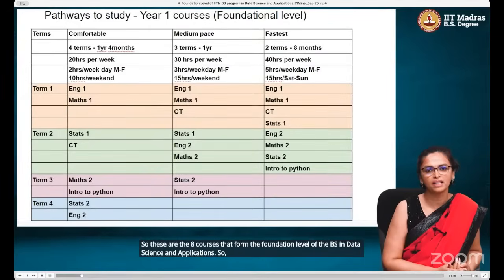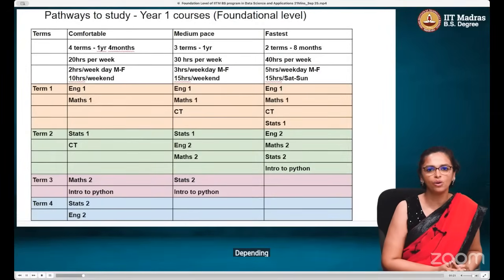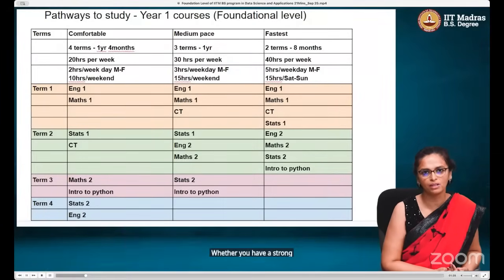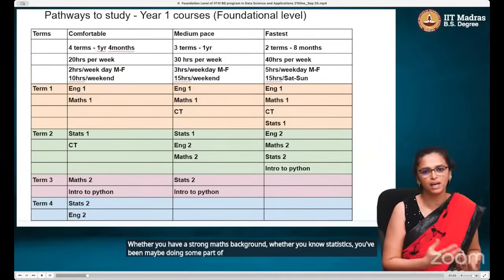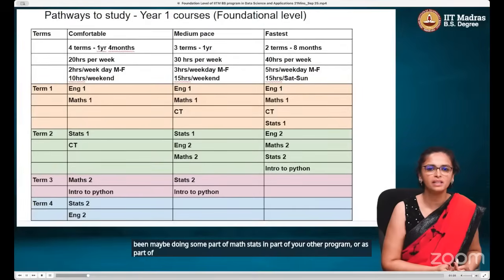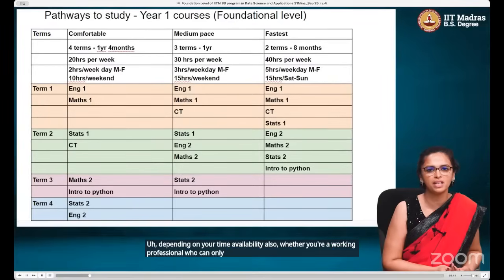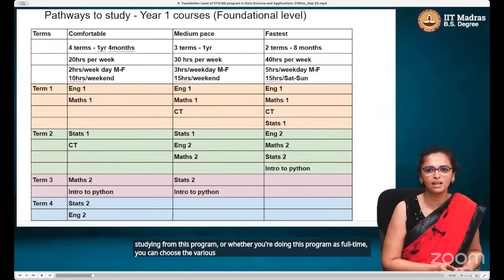So these are pathways in which you can complete the foundation level depending on your background. Say whether you have a technical background, some coding knowledge, a strong maths background, whether you know statistics, maybe from other programs or as part of your work, and depending on your time availability also, whether you're a working professional who can only give say 10 or 15 hours per week for studying, or whether you're doing this program full time, you can choose the various options that are given here.